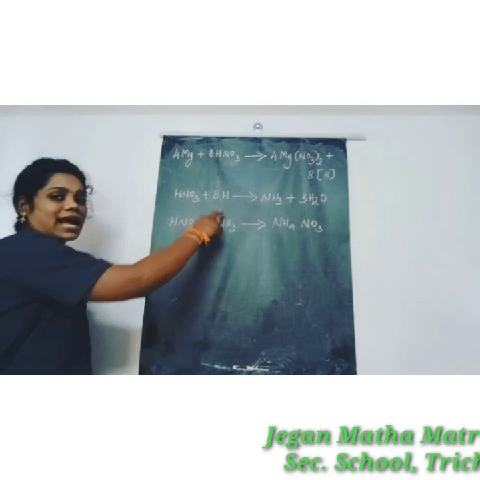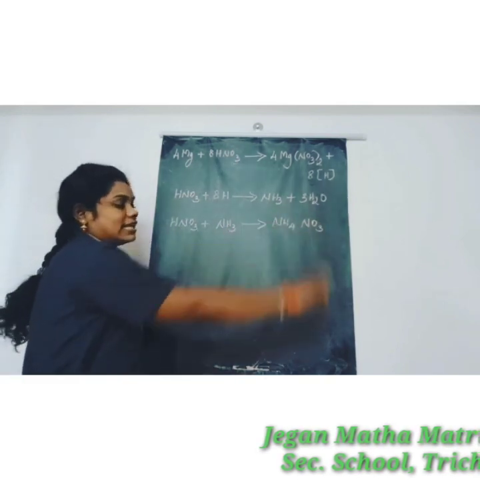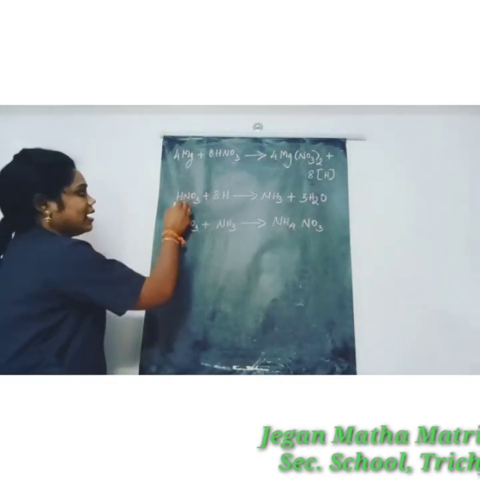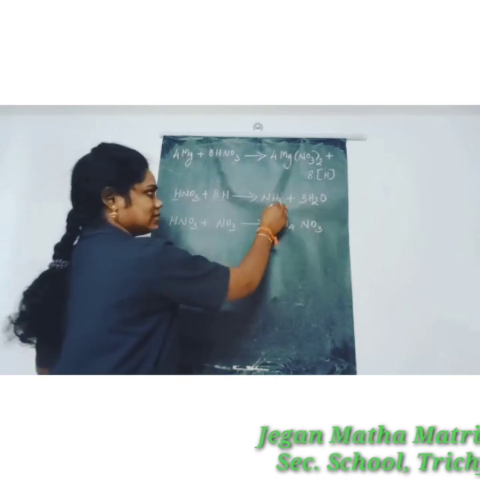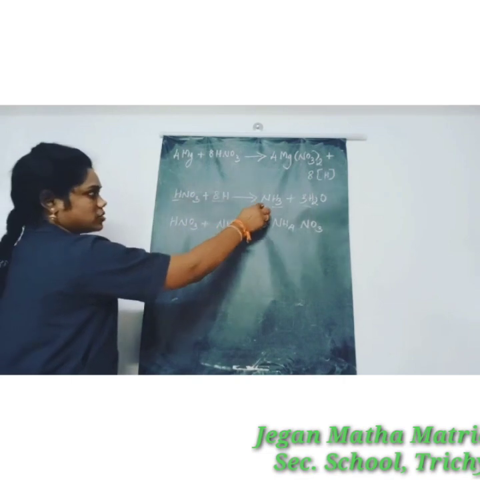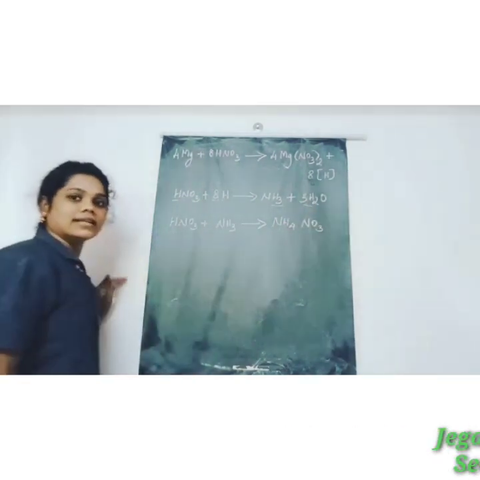And then see the second equation. Nitric acid is reacted with 8 times of nascent hydrogen. It gives ammonia and 3 times of water molecules. Okay, how is the equation balanced? Here hydrogen 9 times. So here hydrogen 3, 3 twos are 6, 9 times. Nitrogen 1, here also nitrogen 1 time. Oxygen 3 times. So here also oxygen is 3 times.